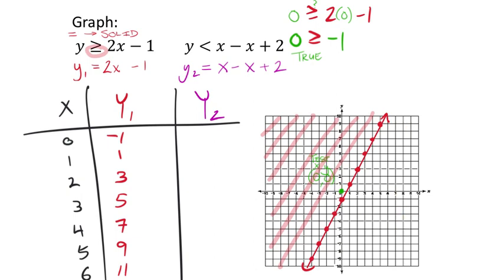Now that I've done all that I can with the red inequality up here at the top left, now I'm going to look at my purple inequality. y is less than x minus x plus 2. And let's just look at the ordered pairs that we get from the equation so that we can get the line on the graph. Now, if you go back to the calculator, it gives you 2, 2, 2, 2, 2, 2, and 2.